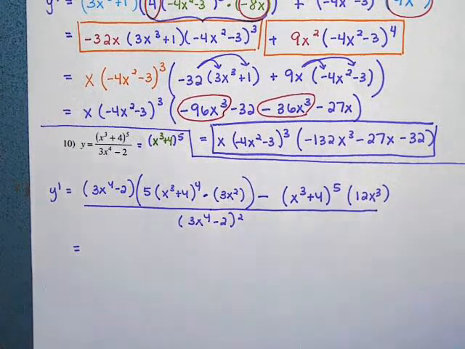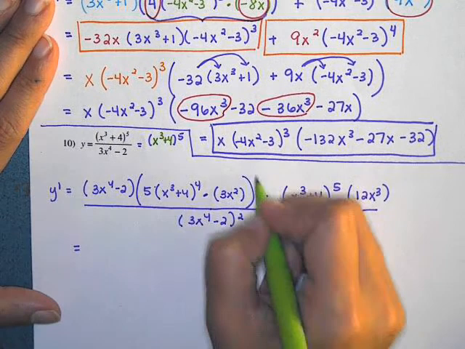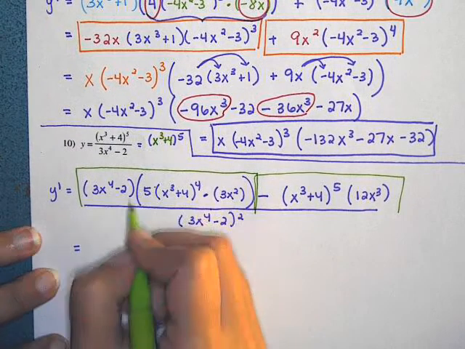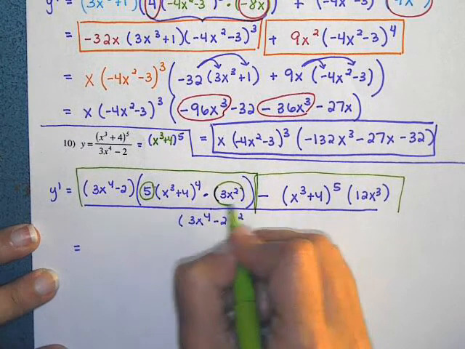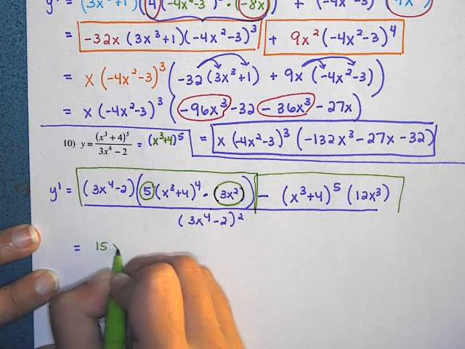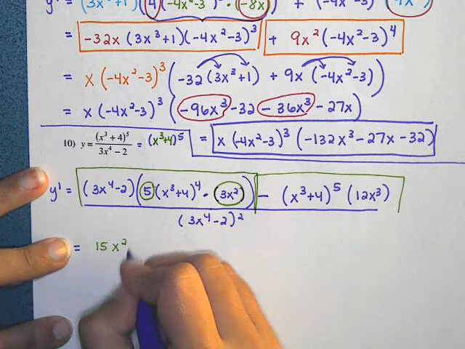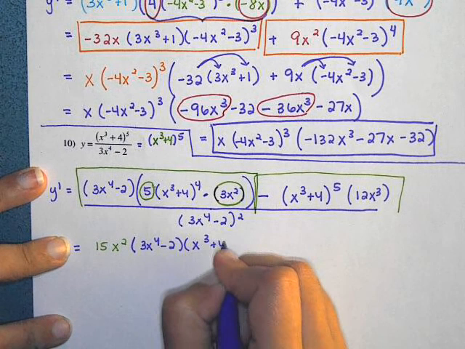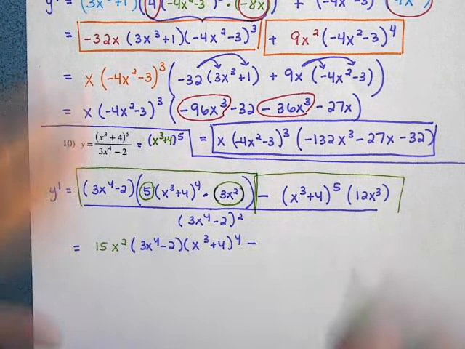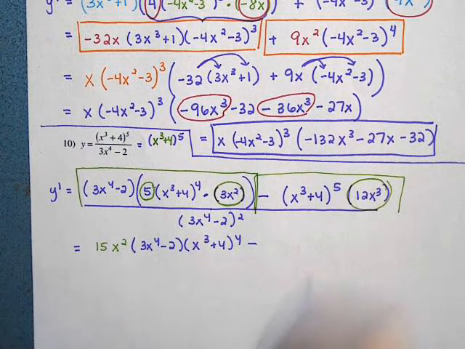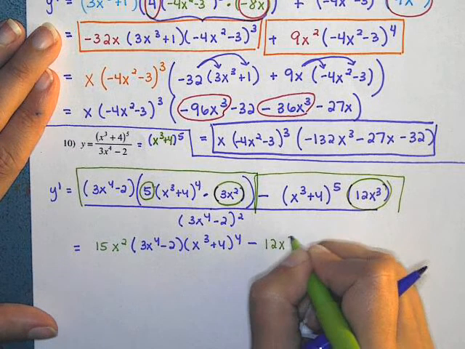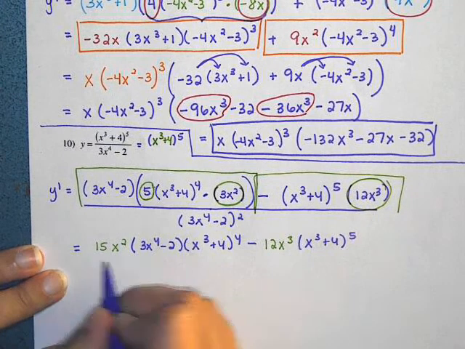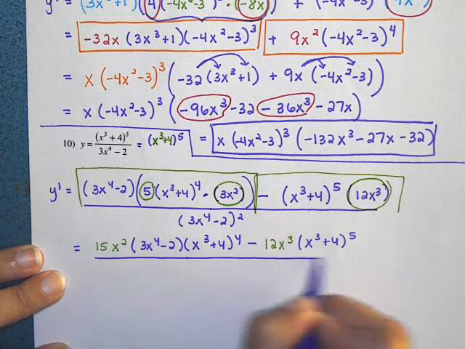Now let's simplify. In the first term here, so again we have two terms, this guy and this guy. In the first term here, I'm going to take the 5 and the 3x squared, and I'm going to make it 15x squared times 3x to the 4th minus 2 times x cubed plus 4 to the 4th power, minus. I'm going to move the 12x cubed to the front. So 12x cubed times x to the 3rd plus 4 to the 5th power, all over this guy.